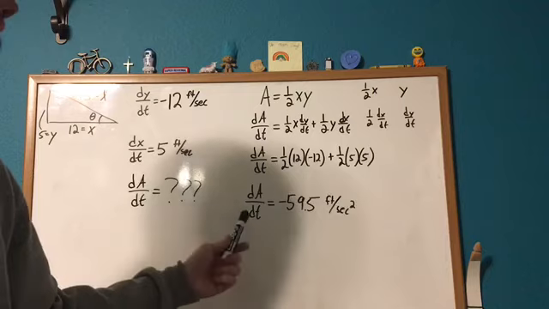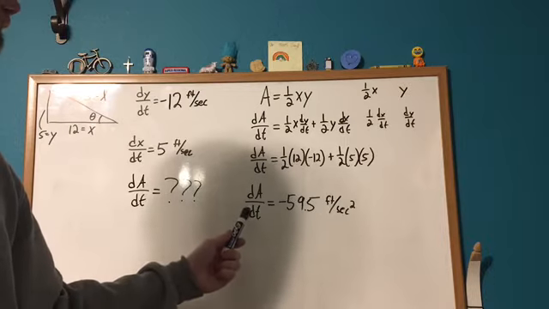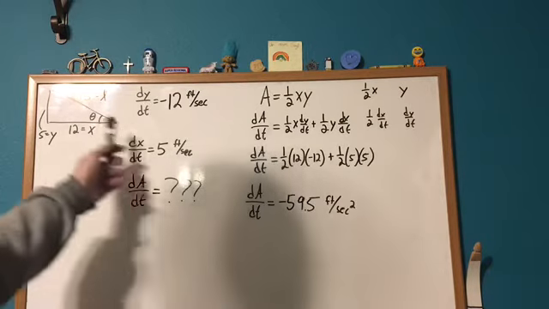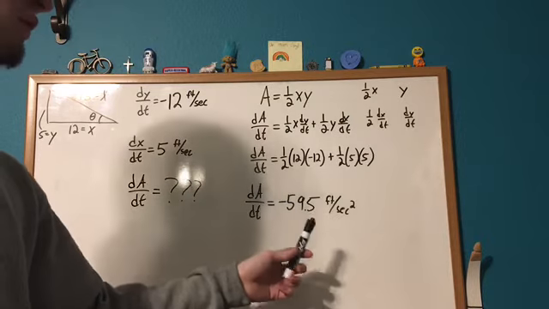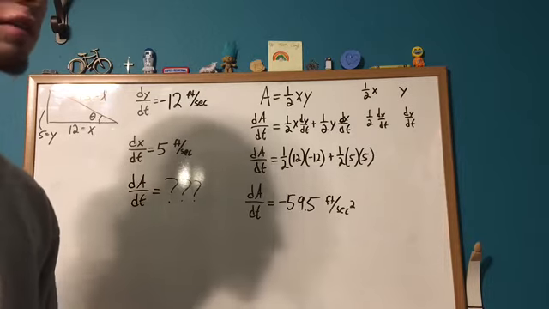So the rate at which the area of this triangle changes is negative 59.5 feet per second squared.